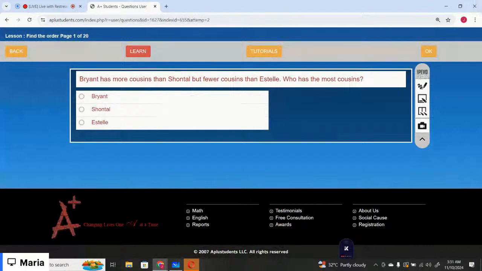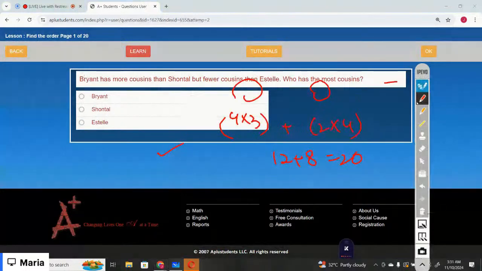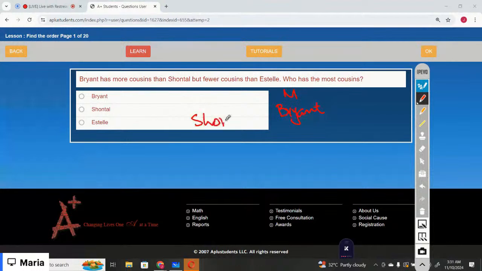Okay, Brent has more, right? Brent has more than Chanel, but fewer than Estelle. So that means Brent has fewer than Estelle. The question is who has the most cousins? This is the order. Chanel has fewer, then Brent, and then Estelle has the most. Now the question is who has the most cousins? So which is the correct option?